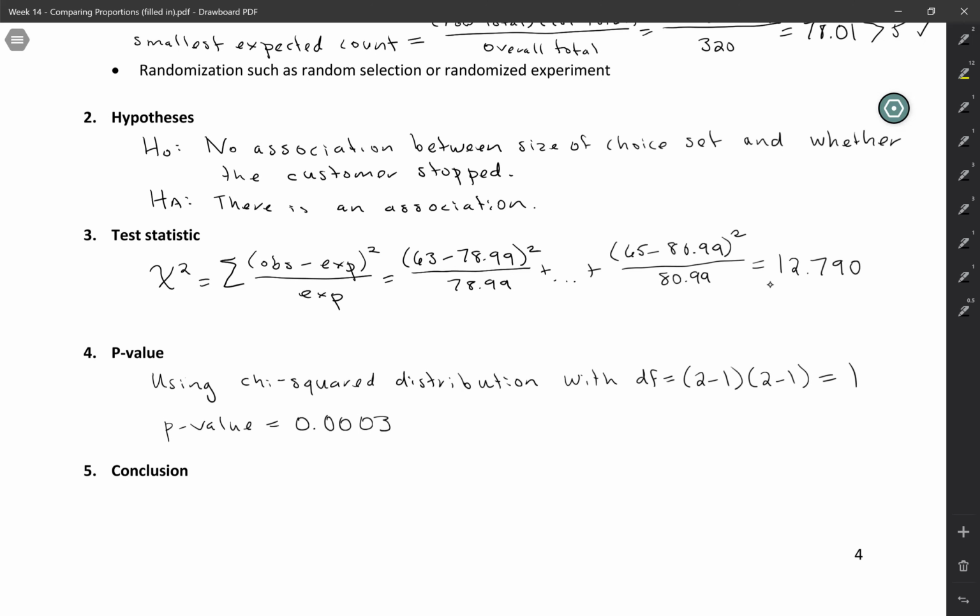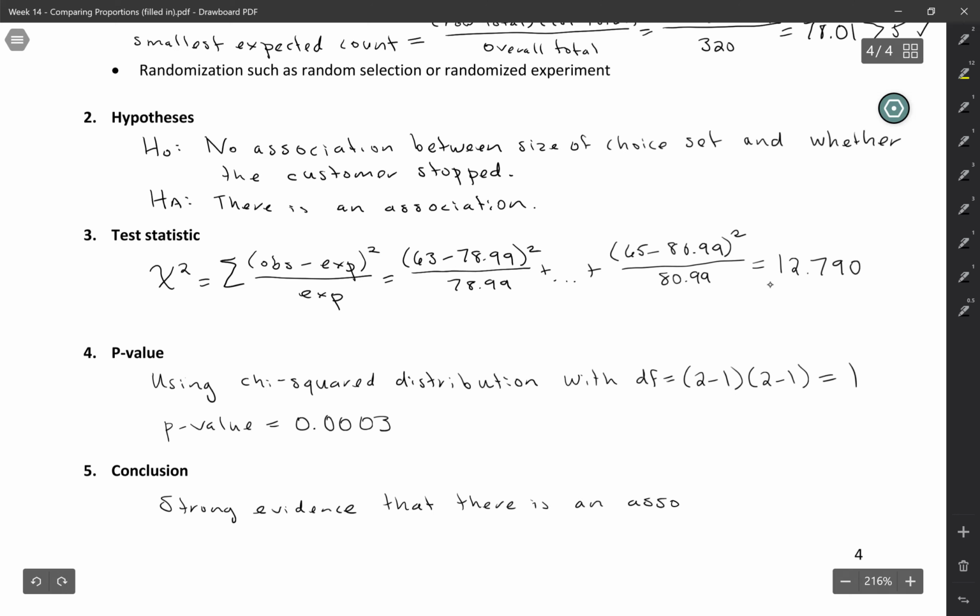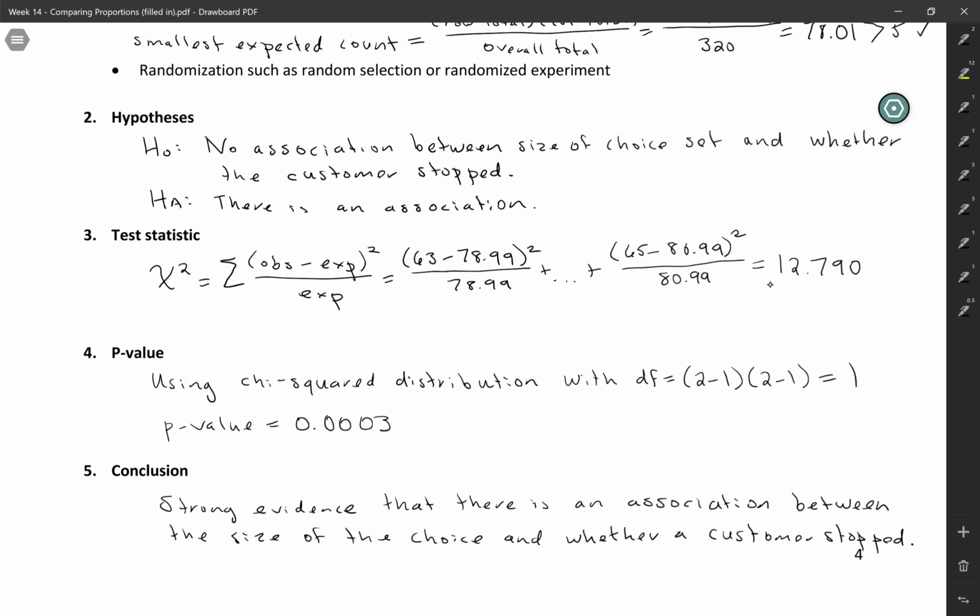Because our p-value is so small, we're going to say that we have strong evidence. And we're always looking for evidence for the alternative. So strong evidence that there is an association, and I'll put this in context, that there is an association between the size of the choice set and whether a customer stopped. The chi-square statistic itself just says that there is an association.